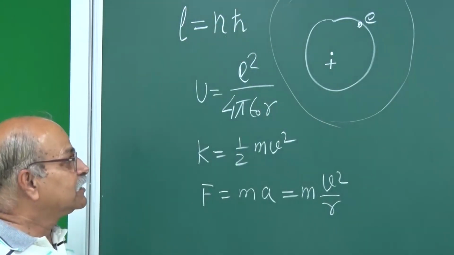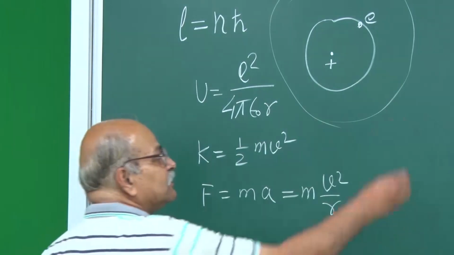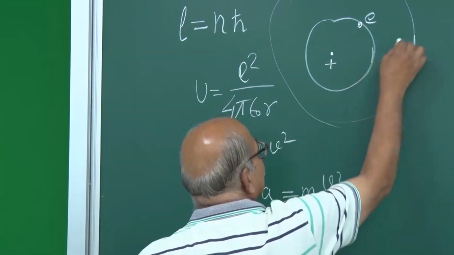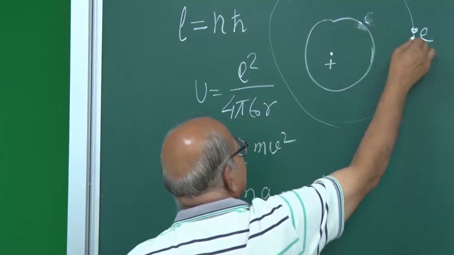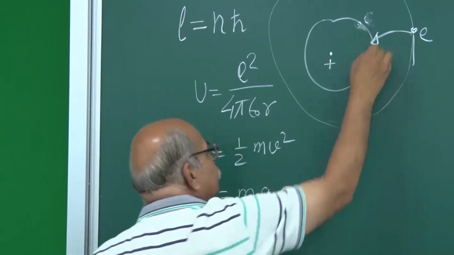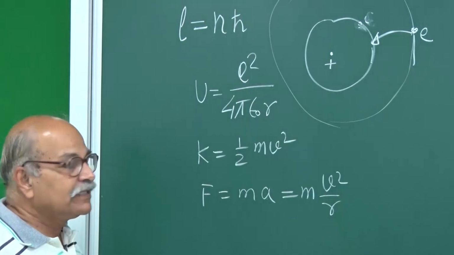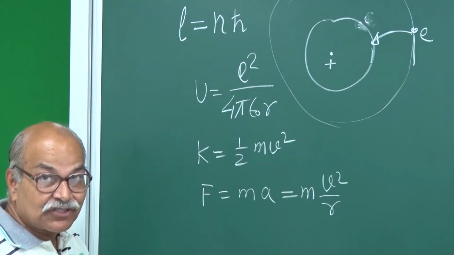But then the jumps are allowed. If you have an orbit here, and an orbit here, and the electron is here, and this electron can make a jump here, then it can emit energy.